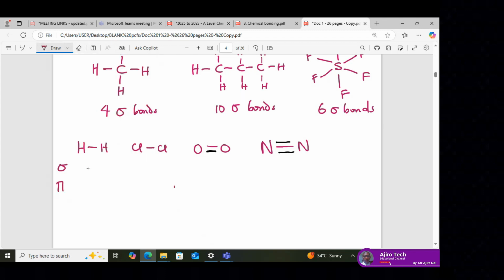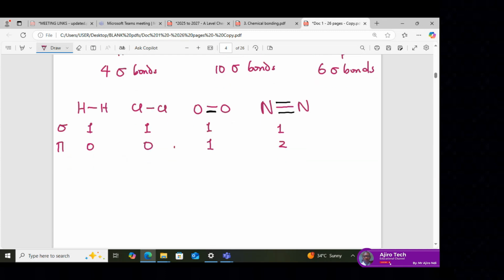Sigma, pi: 1 0, 1 0, 1 1, 1 2. Between two atoms, you can only form 1 sigma bond. Any other bond formed after the first one is a pi bond. Focus on 2 atoms at a time. You can only form 1 sigma bond. Any other bond formed after the first bond is a pi bond. Do you get the point? Good. So sigma and pi.